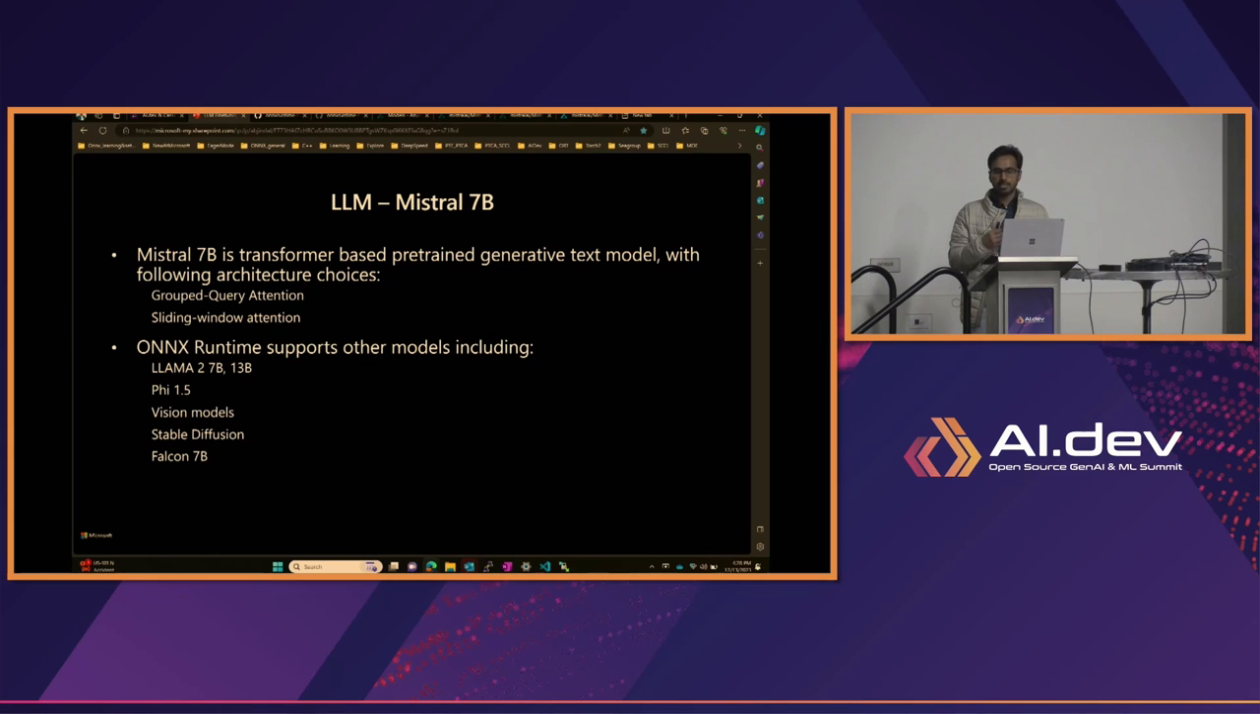ONNX Runtime, this is just an example which we are using today. ONNX Runtime supports a lot of other models, including the LLAMA 2, 7 billion, 13 billion for training, Microsoft's Phi model, which is also another large language model. Then there are several vision models, as we saw earlier, like Google's VIT model and many more. And then we also have Stable Diffusion and the Falcon 7 billion model, which are supported.